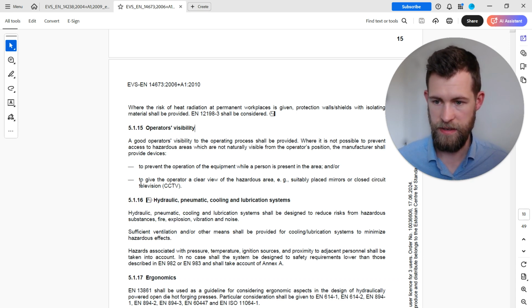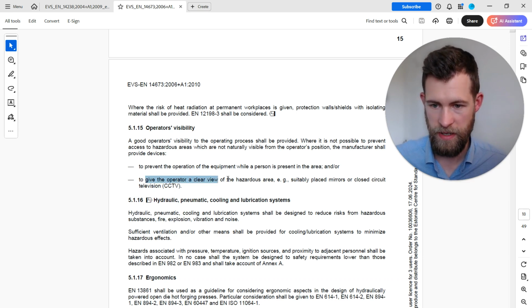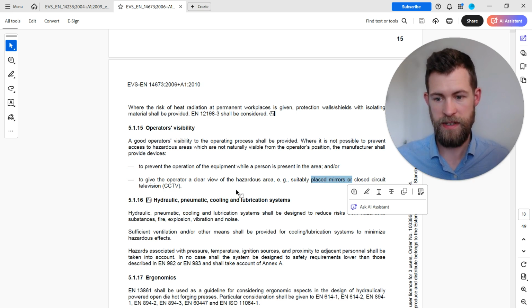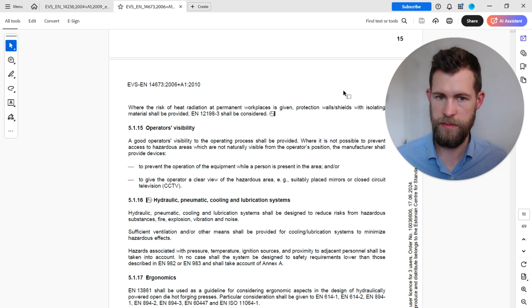So what does that look like? It could be equipment to give the operator a clear view of the hazardous area, e.g. mirrors or CCTV. Okay, so the question there is: is that present on the device or on the machinery? Yes or no, and we can do our assessment based on that.